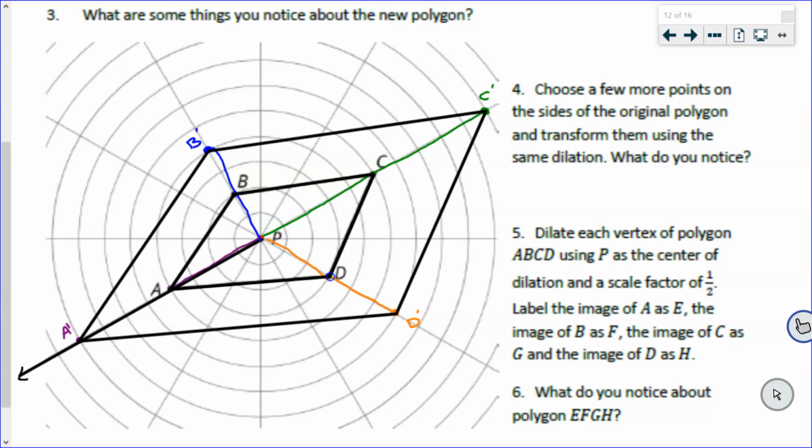And now I want you to discuss what are some things that you notice about the new polygon. We performed a successful dilation. What happened when we did that dilation? Discuss with your group members. We'll come back together in just a few seconds.